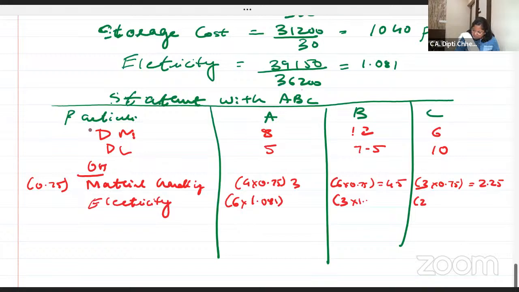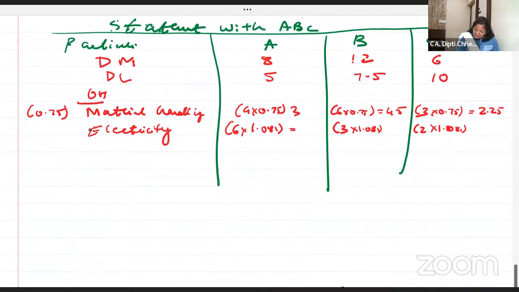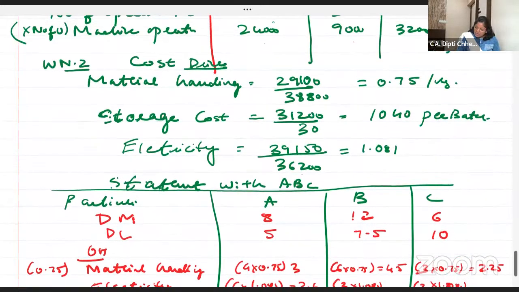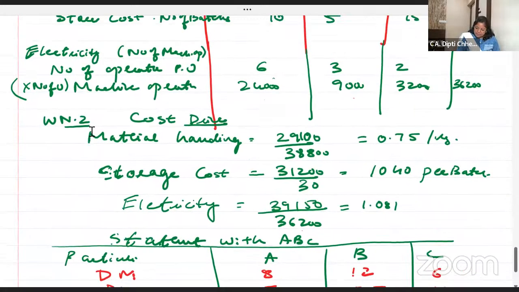1.081, 1.081, 1.081. So you are getting 2.6, 1.73, 9.75. Third cost is your storage. Storage cost is 1040 per batch. And number of batches are given to you.